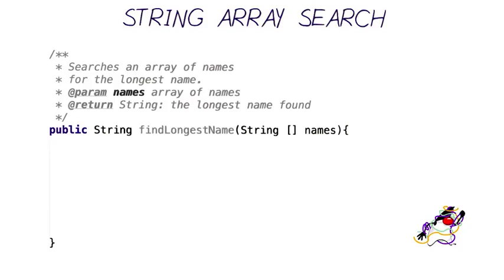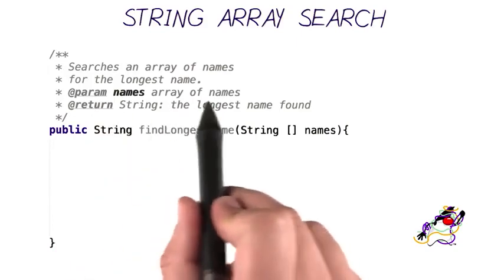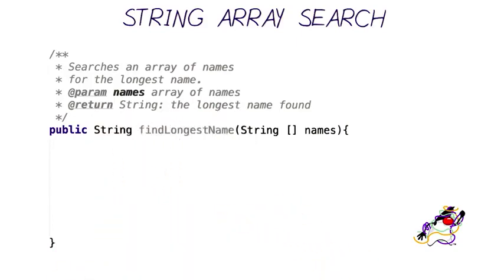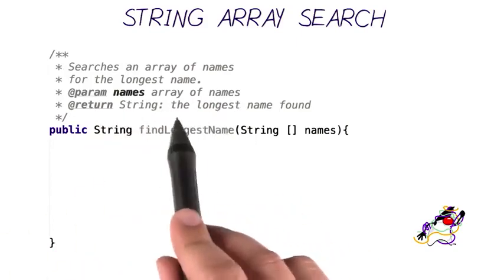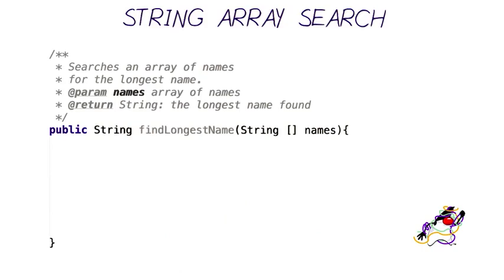Okay, so let's look at how we can implement this function. It accepts a parameter which is an array of strings called names, and it returns a string which is the longest name found in that array.